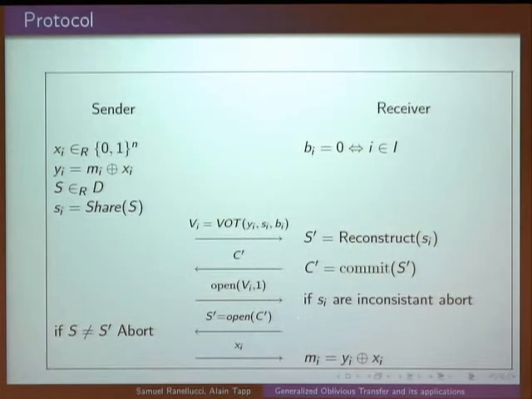If they're inconsistent, they abort, and since he's committed to it, the sender can't learn any information about it. But then, to make sure that the sender actually chose valid shares, we open the commitment, and the sender can now make sure that the receiver acted honestly.